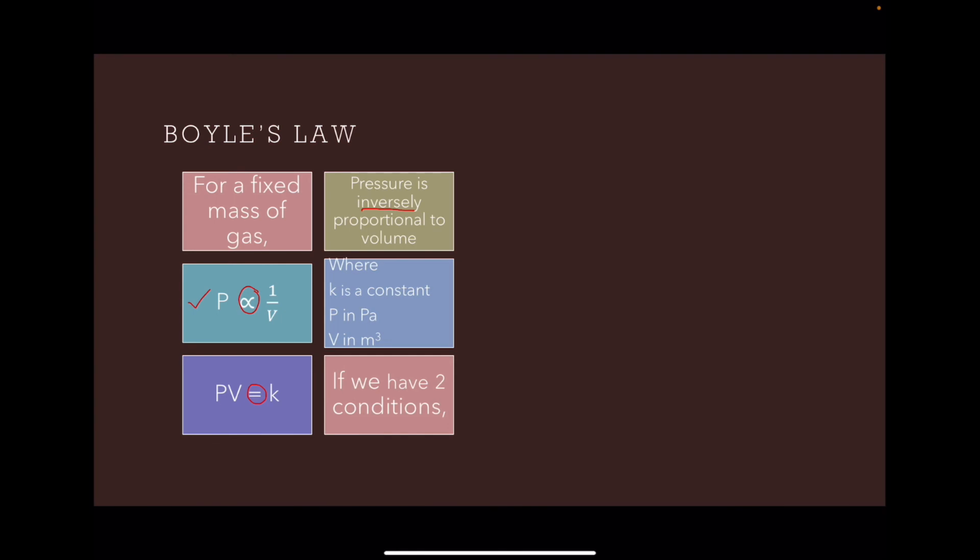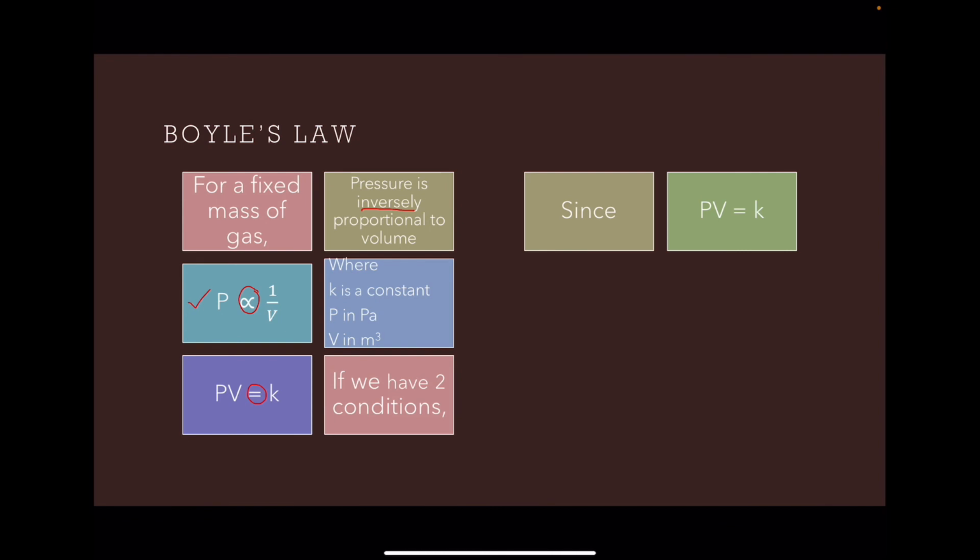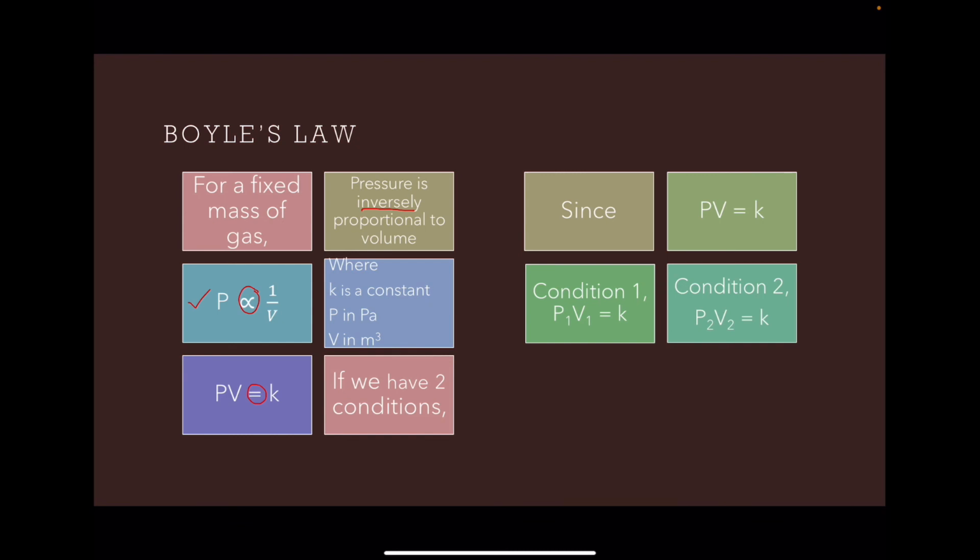Now, if we have two conditions, condition 1 and condition 2, or before and after. Since P times V equals to K, during condition 1, we have P1 V1 equals to K. At condition 2, we have P2 V2 equals to K. So since they are K and K, they are the same. Therefore, we can equate them. P1 V1 equal to P2 V2 because they are equal to K. So we don't need to write K because they are equal. Hence, we get this equation in Boyle's law. So this is not difficult.